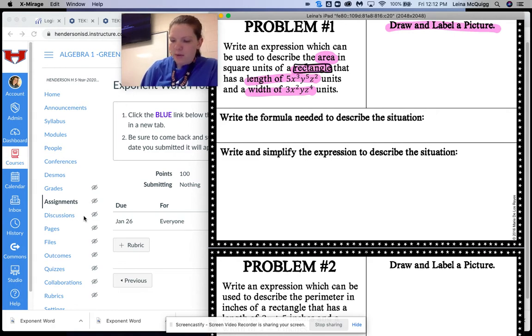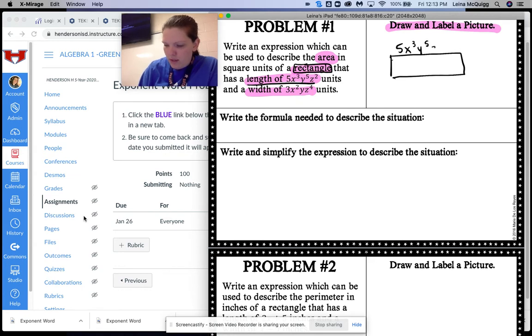Okay, so first thing I notice is that we are dealing with a rectangle. So I'm going to go ahead and draw a picture of a rectangle. And then we know that the length is this. I'm going to label the top of my rectangle the length. So I'm going to say this is 5x cubed y to the 5th z squared. And my width is 3x squared y z to the 4th. And we want to find out area.